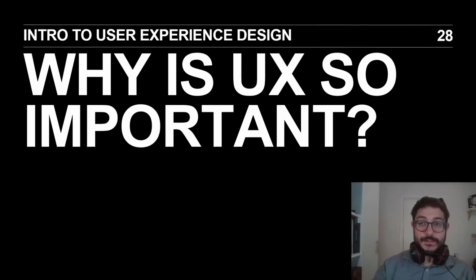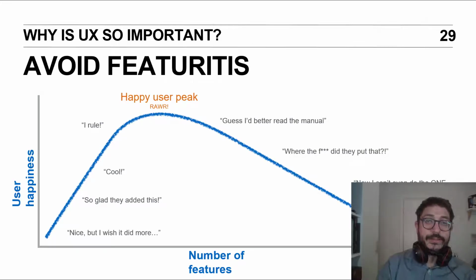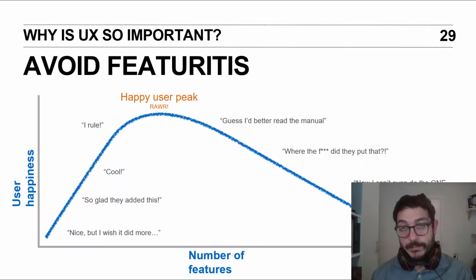So why is UX so important? It's so important because it's about money. If we can save money, then our managers will be happy. That's the basic part of it. There are things in marketing that we try to do. We try to build what the user wants. This way, we know that they'll buy it.